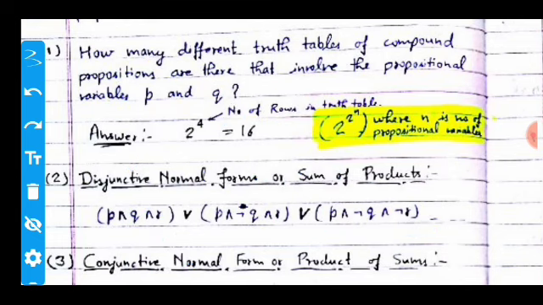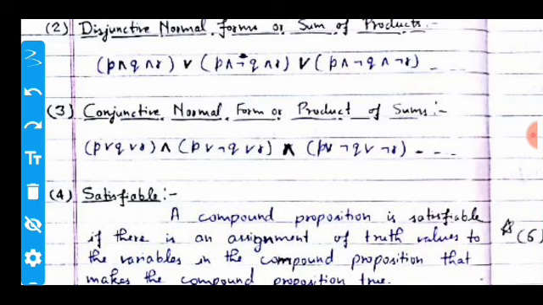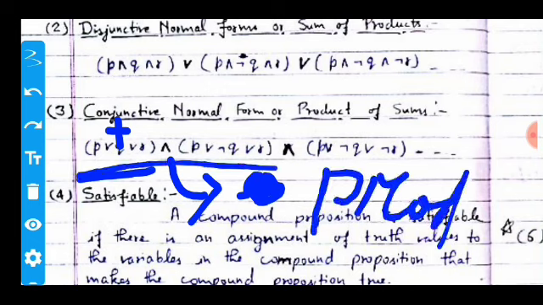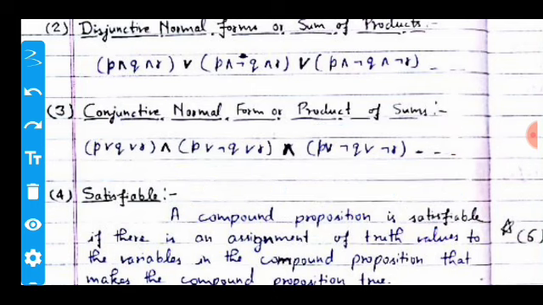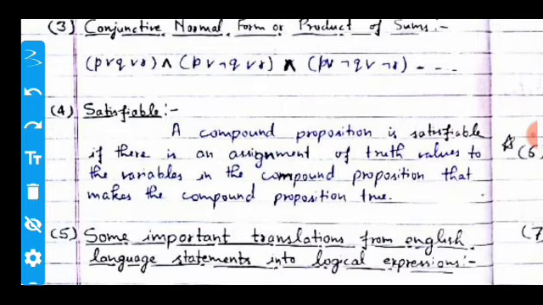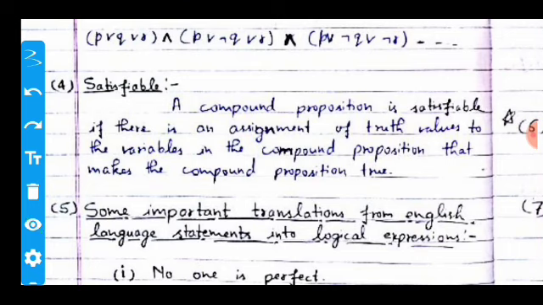Now move on to the next point, product of sums. Here this is the sum, and this is the product symbol. So we say that the whole expression represents a product of sums, also called conjunctive normal form. Now move on to the next point, satisfiable. A compound proposition is satisfiable if there is an assignment of truth values to the variables in the compound proposition that makes the compound proposition true. So it is called satisfiable.